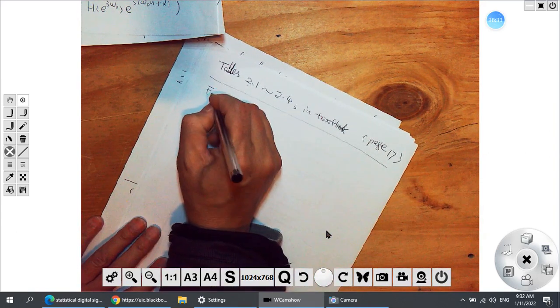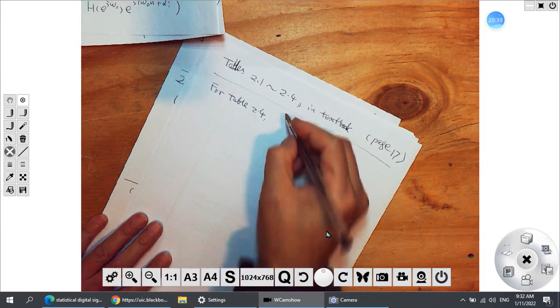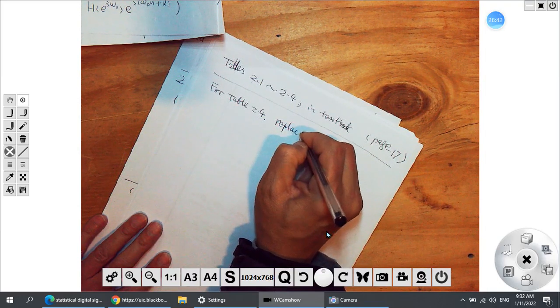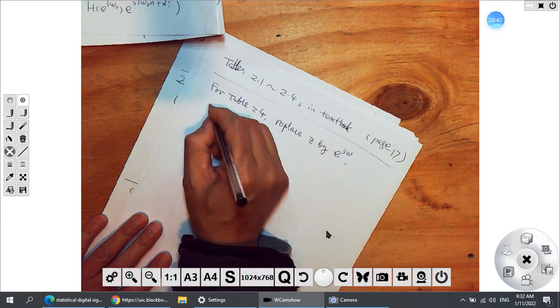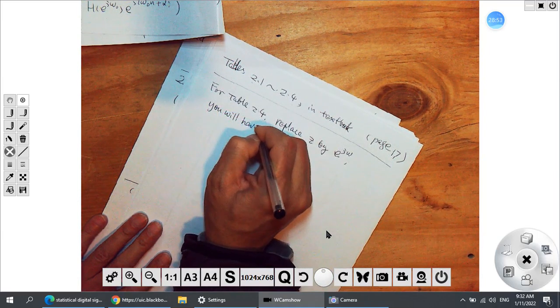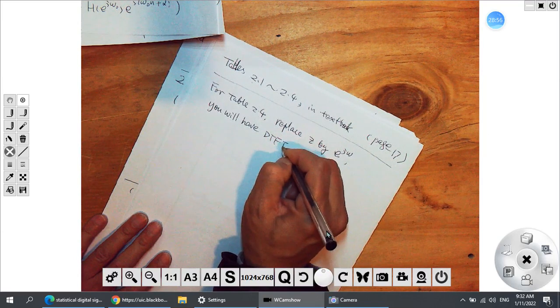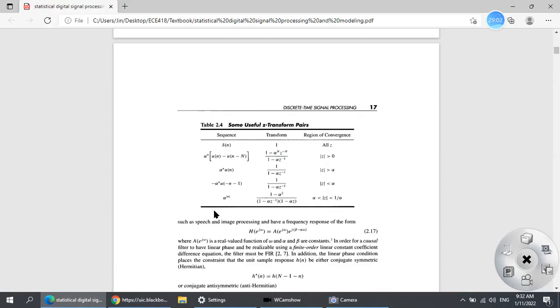For table 2.4, replace Z by e to the j omega. You will have DTFT. Alright. Sorry. Here you see Z, right? This is Z. This is Z's. You replace them by e to the j omega. But we need some condition.